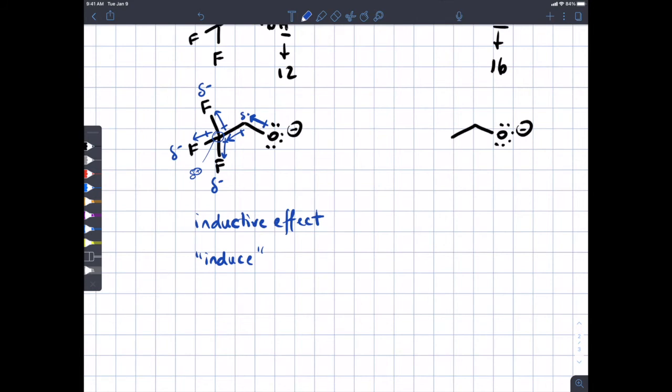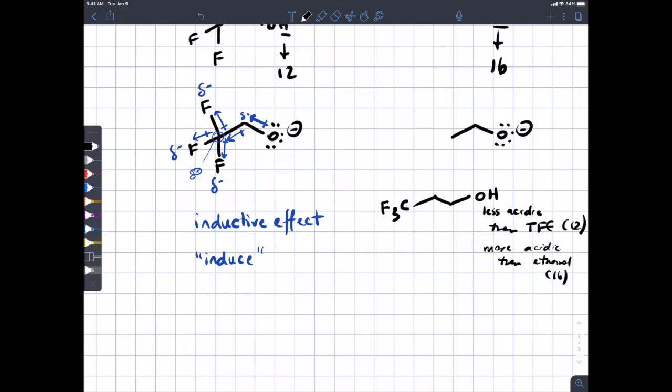As you might imagine, this is a distance-sensitive kind of effect. For example, if we put another carbon atom in between the fluoro groups and the oxygen, we would expect this to be probably less acidic than trifluoroethanol, pKa 12, but probably still more acidic than regular old ethanol, pKa 16. But beyond that, if we moved it out further than that, it would start to matter less and less.